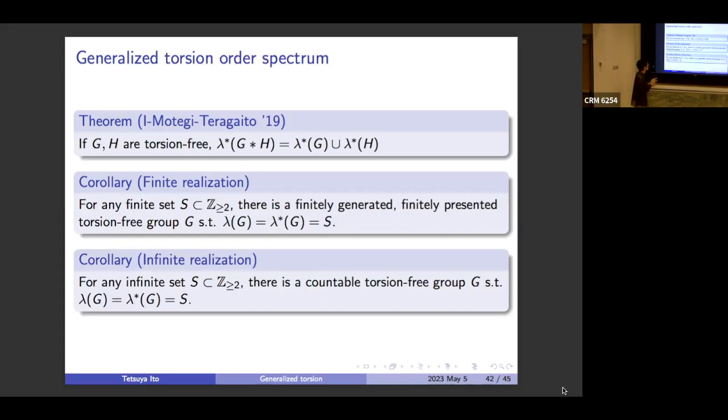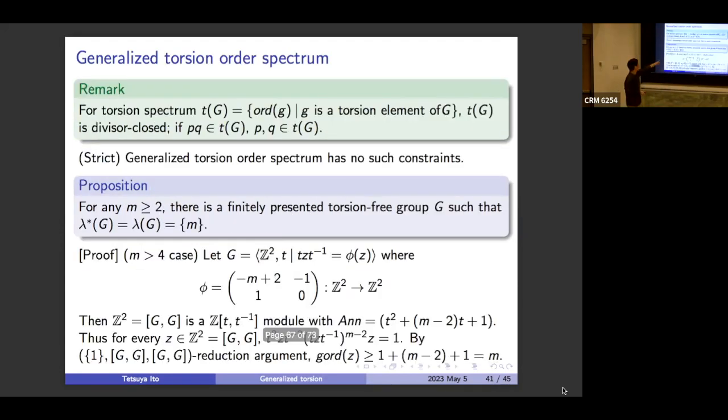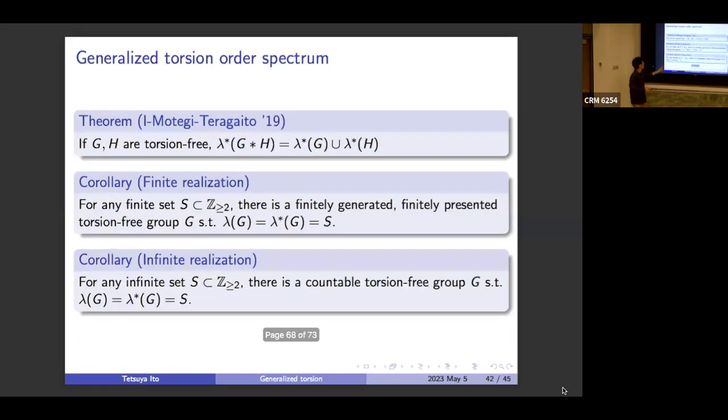Previously, Motegi, Teragaito and I observed that if G and H are torsion-free, then the generalized torsion order spectrum of the free product is just the union of each factor. So by taking a free product of these previous examples, we conclude that for any finite set, there is a finitely generated, finitely presented torsion-free group such that its generalized torsion order spectrum is the given finite set. And of course, in the infinite case, dropping the finiteness assumption, we are able to realize any infinite set as a generalized torsion order spectrum.